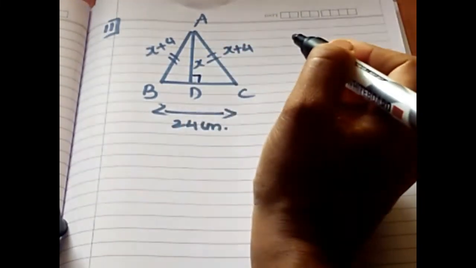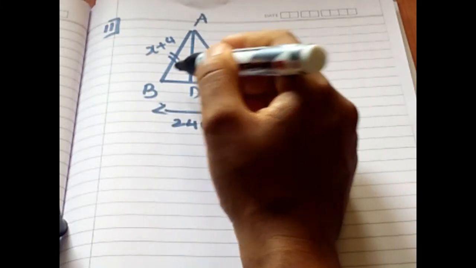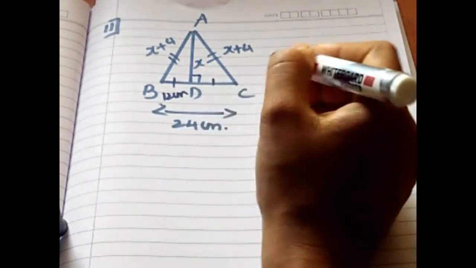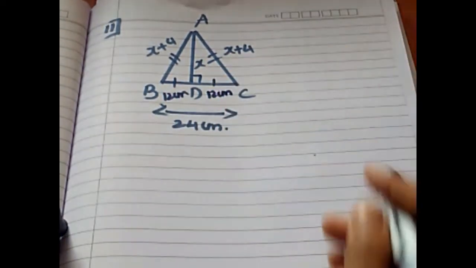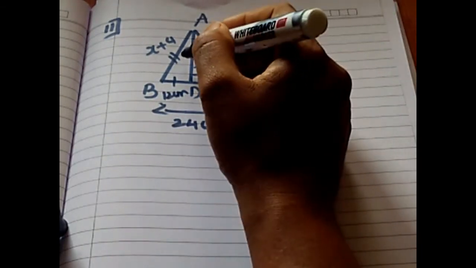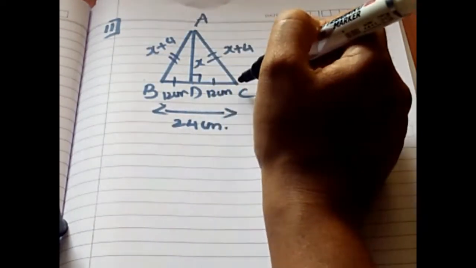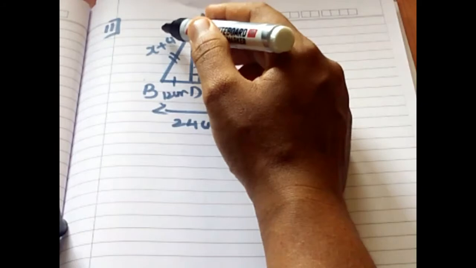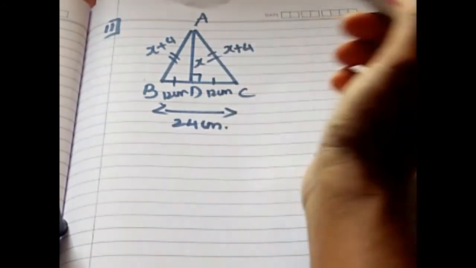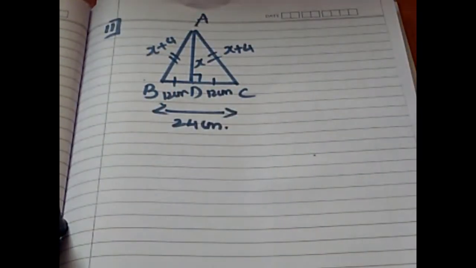Once we have drawn the height in an isosceles triangle, the height drawn perpendicular to the base divides the base into two equal parts. Hence both BD and DC will be equal to 12 cm. Now let me give you a clue how you can start. Consider any one right angle triangle, ADB or ADC. By applying Pythagoras theorem, find out x. Once x is known, we can find the area in a very simple way: half into base into height.